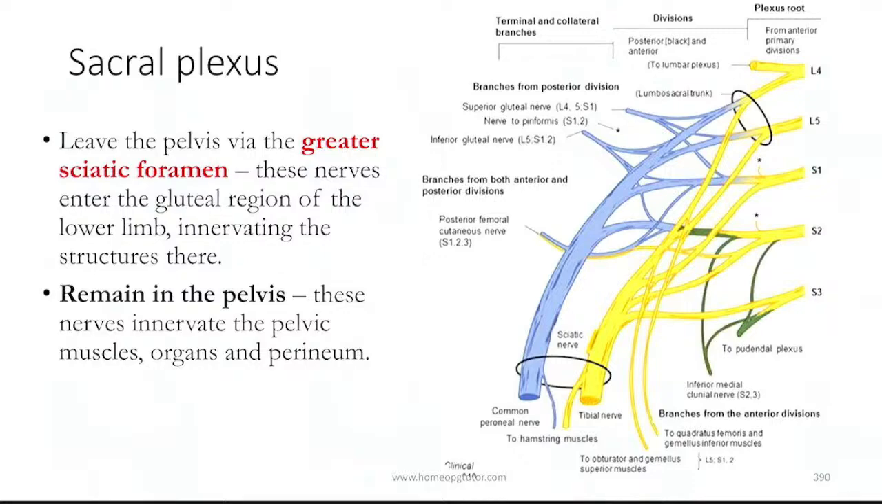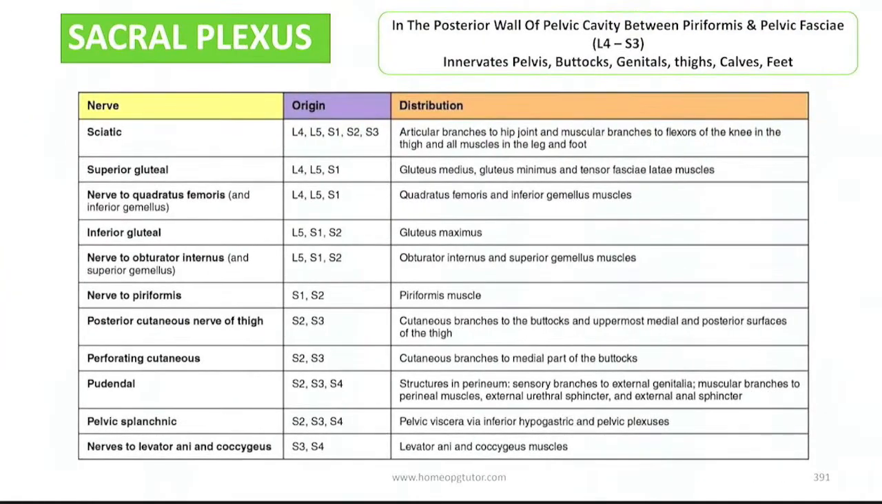Okay, there are other branches also which we will deal with now. Majorly we have the sciatic nerve, which is L4 to S3. That gives off branches to the hip joint. It gives off branches to the knee flexors. It also gives off branches to the thigh muscles, that is the posterior portion of the thigh. It also gives off branches to the foot muscles.